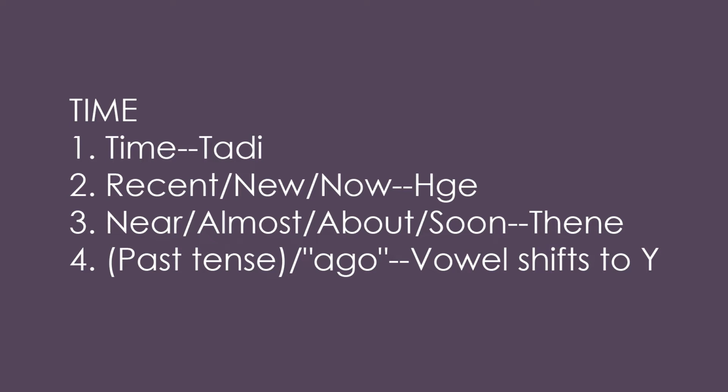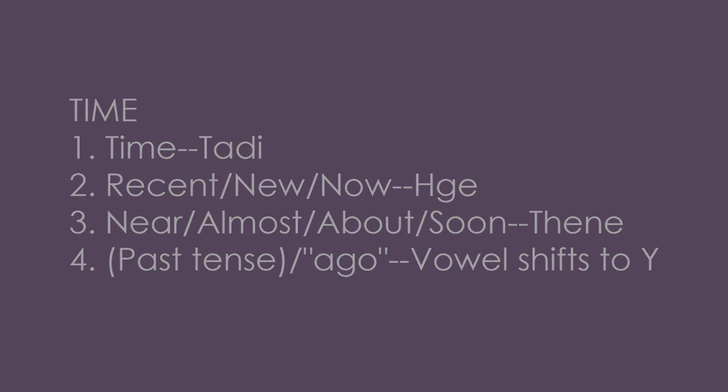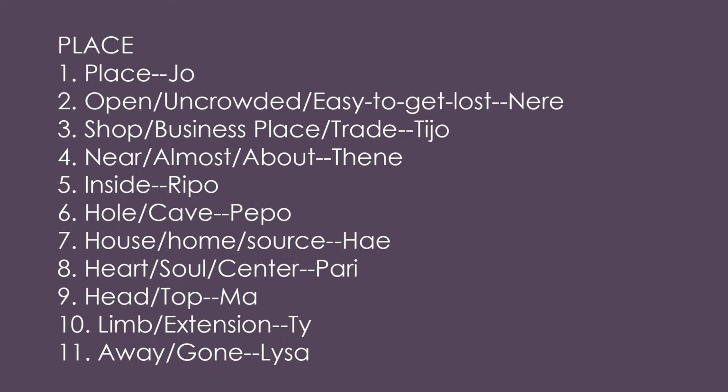Recent, new, now: okay. Near, almost, about, soon: thenne. Past tense, ago: I. Place: yo. Open, uncrowded, easy to get lost: nere. Shop, business, trade: tio. Near, almost, about: senne. Inside: lipo. Hole or cave: pipo. House, home, source: he. Soul, heart, center: pari. Head or top: ma. Limb or extension: tai. Away or gone: laisa.